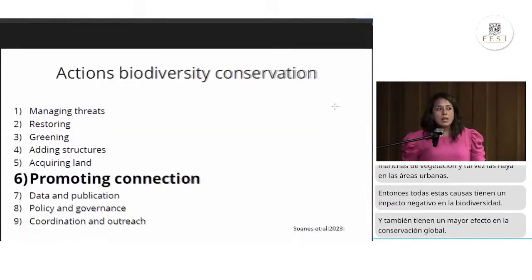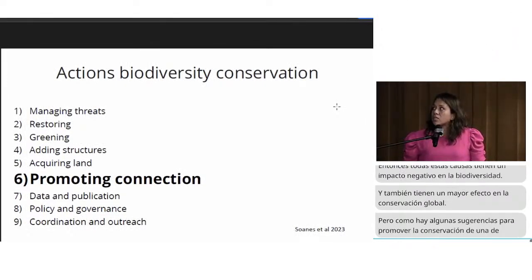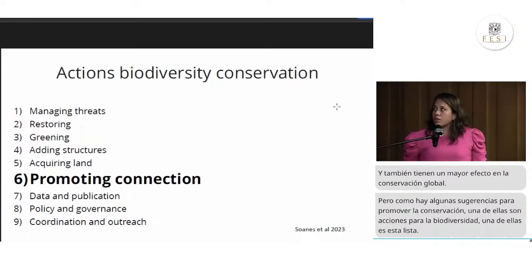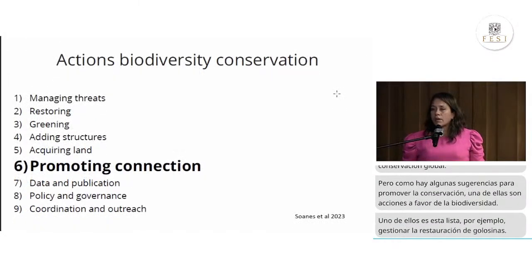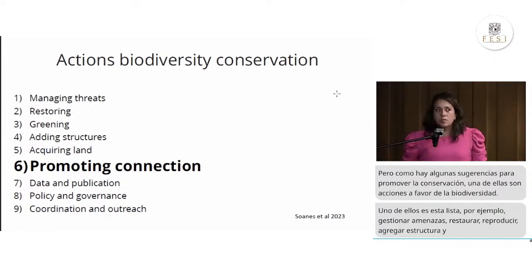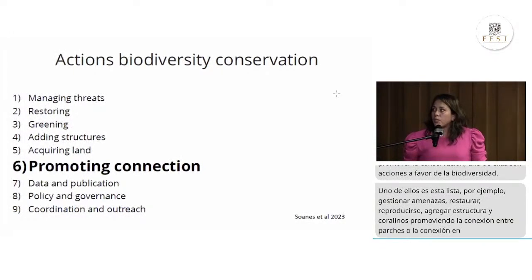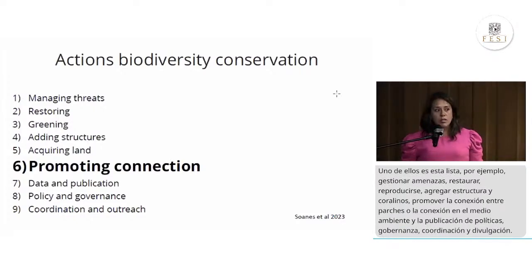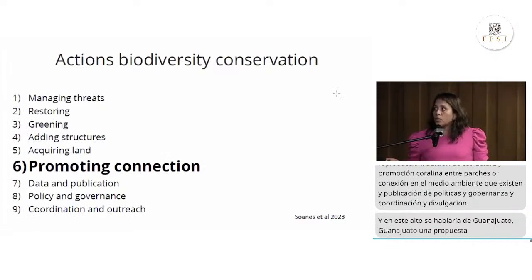But there are some suggestions to promote conservation, actions for biodiversity. One of these is this list. For example, managing trees, restoration, breeding, adding structure, promoting connection between patches or connection in the environment, data and publication, policies and governance, and coordination and outreach. And in this talk, I will talk about one of our proposals, which is to promote environmental connectivity for the conservation of species.